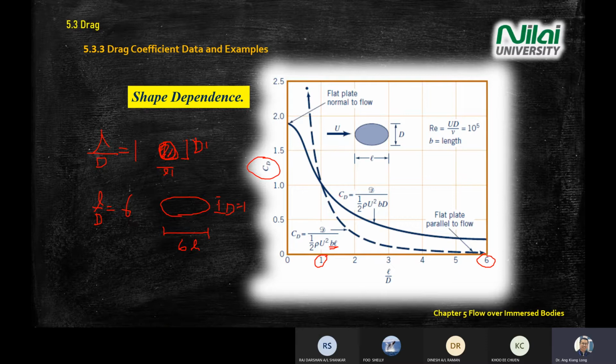If you have a circle object with a diameter, then you use the solid line. I already told you that I'm interested in the round object, so make sure you know how to use this diagram. Don't use the wrong line. One is for flat plate. One is for an object with a D.